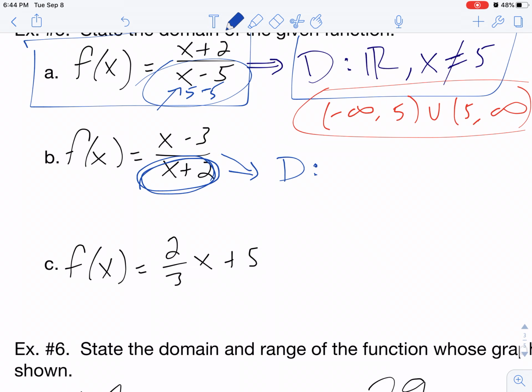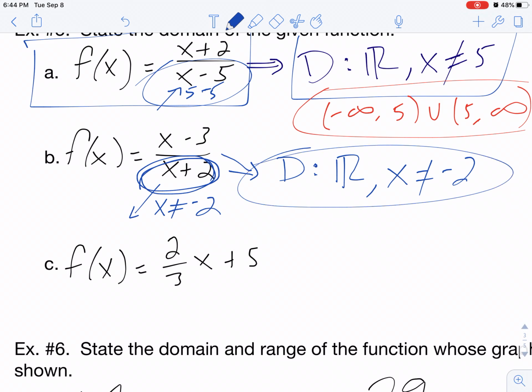So the domain of this one, the domain of x minus 3 over x minus 2, is everything except negative 2. The only thing we can't put into this function is negative 2. All real numbers except negative 2. And again, you could write that in interval notation, and that's fine as well.